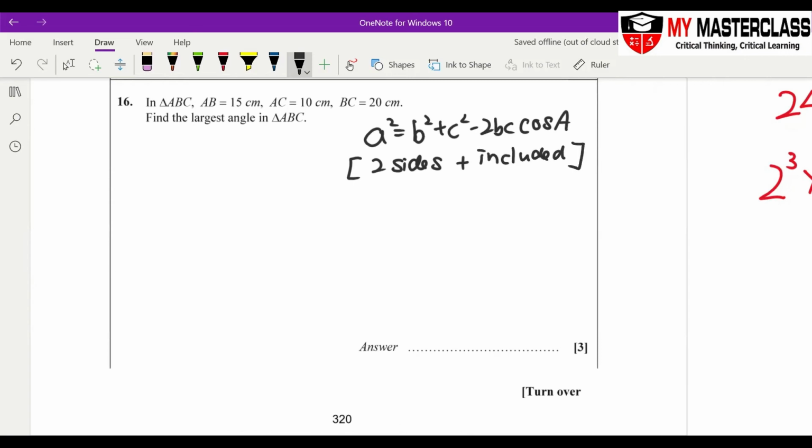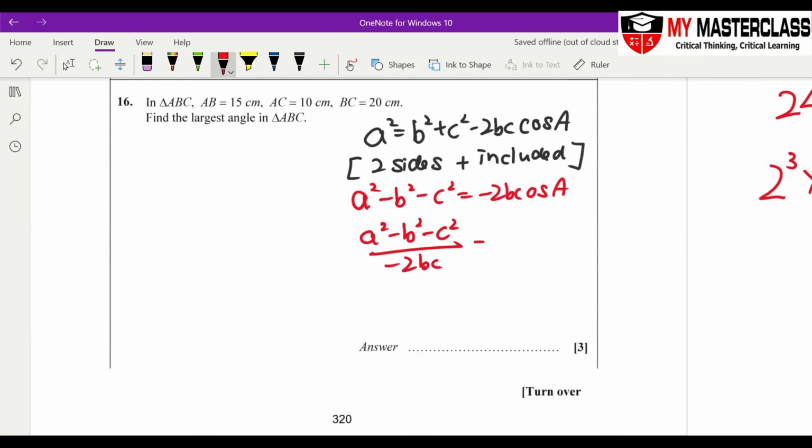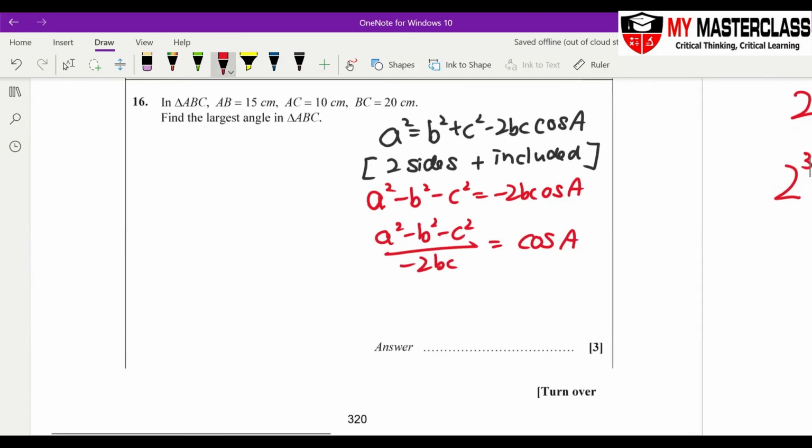Understand? Remember? Okay. Now, if you have 3 lengths, this is given. Let me teach you how to manipulate this such that you can find the angle. Keep the a squared here, minus b squared minus c squared equals negative 2bc cos A. You divide by negative 2bc, so you have a squared minus b squared minus c squared over negative 2bc equals cos A. And that's why no need to memorize. You can just manipulate it yourself.